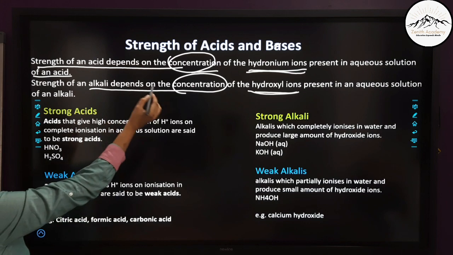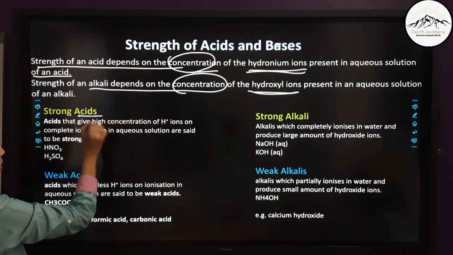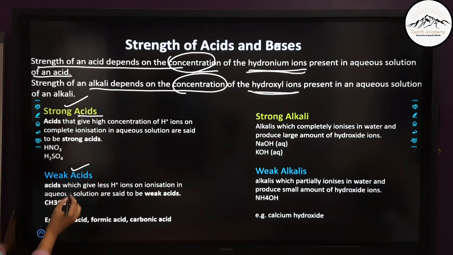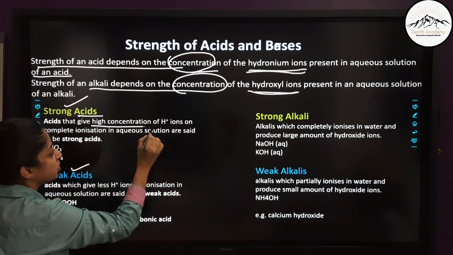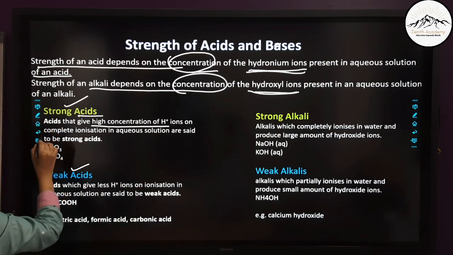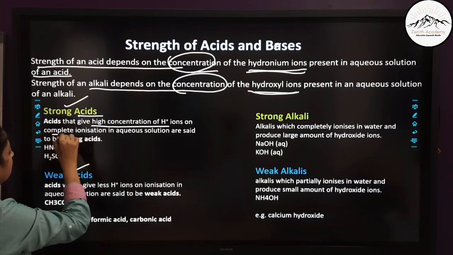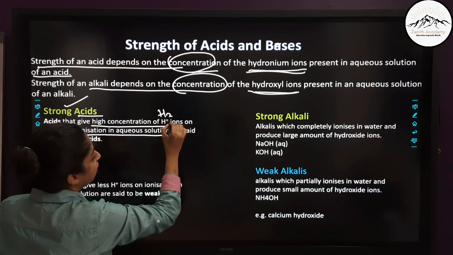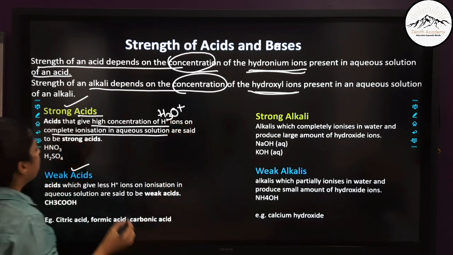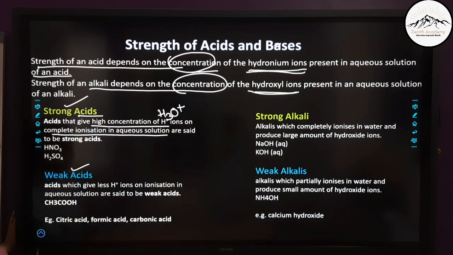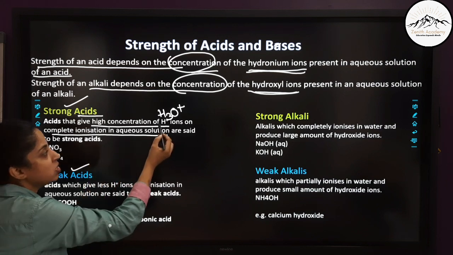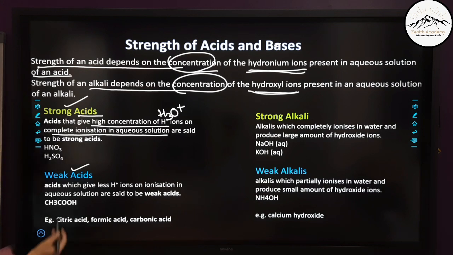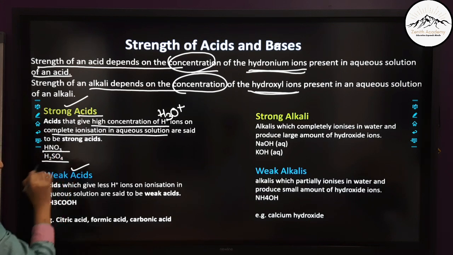According to this, the acids are divided into strong acids and weak acids. Now what are strong acids? The acids that give high concentration of H plus ions on complete ionization in an aqueous solution. High concentration of hydronium ion, not H plus ion. So strong acids are those acids which give high concentration of hydronium ions on complete ionization in aqueous solution. The examples are HNO3 and H2SO4.